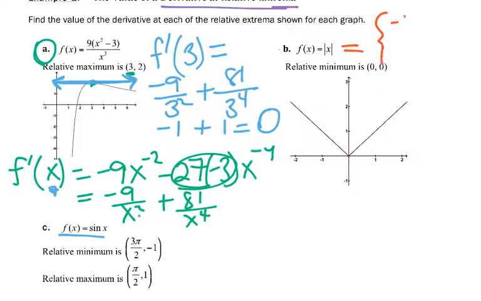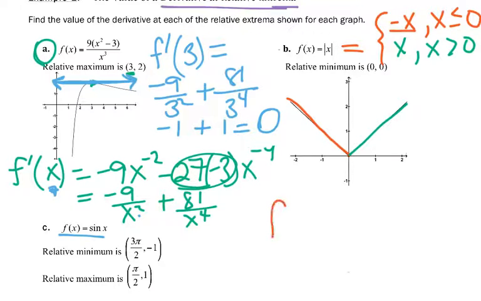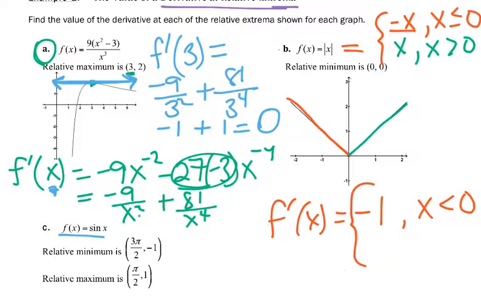It can be defined as a piecewise function: negative x, so this part, for x less than or equal to 0, and then positive x for x greater than 0. If we take the derivative of negative x, we get negative 1, and that exists for x less than 0. If we take the derivative of positive x, we get 1 for x greater than 0. There's a problem though. Here at 0, we have a slope or a derivative of negative 1, and we have a slope or derivative of 1. What's going on at 0?